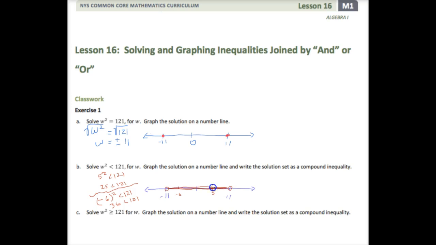Now, if we're feeling suspicious, we could try 12. Let's see, 12 squared is 144. And of course, we're looking for less than, and 144 is not less than 121. So we're not going to be able to take 12. That's outside our range anyway. If you think about it, negative 12 is going to do the same thing to us, so we're done. We can stop right there with that one.